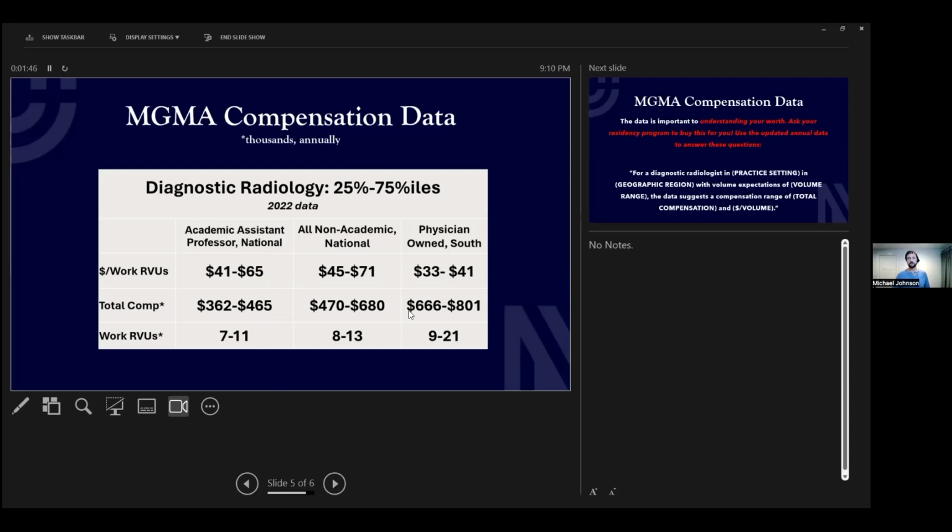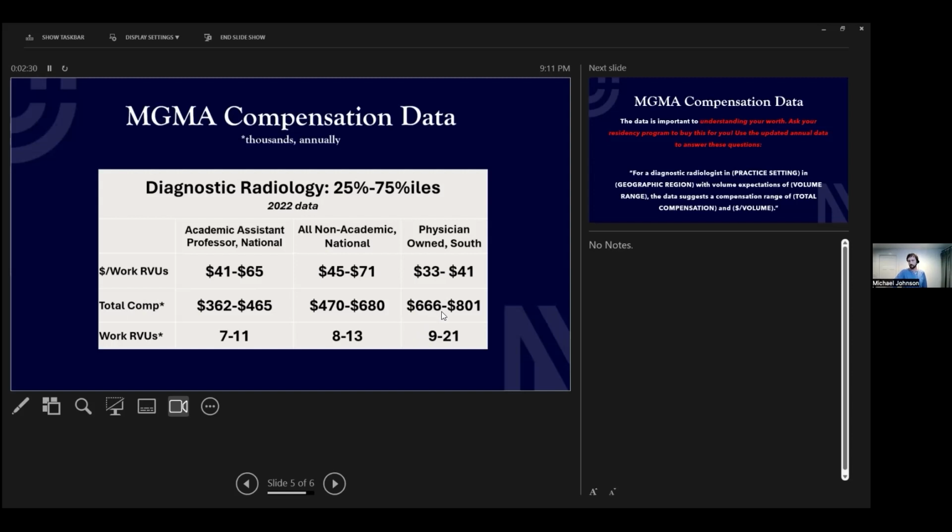When you compare that to the most lucrative subdivided section that I was able to find for diagnostic radiology, and that's physician-owned private practices in the South, we see total comp numbers just completely different than academics. For physician-owned private practice in the South, the 25th and 75th percentiles for total compensation are between 666,000 and about 800,000. So we're talking close to double what an academic assistant professor is going to make in the same practice setting.